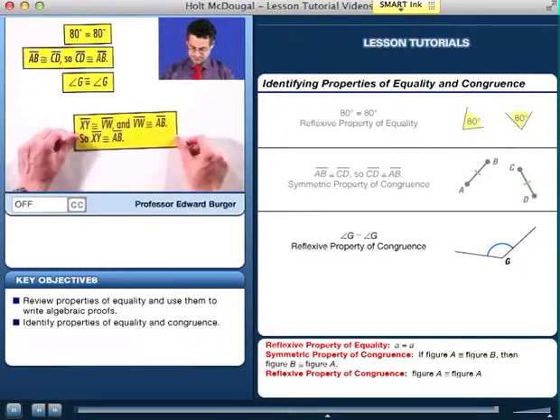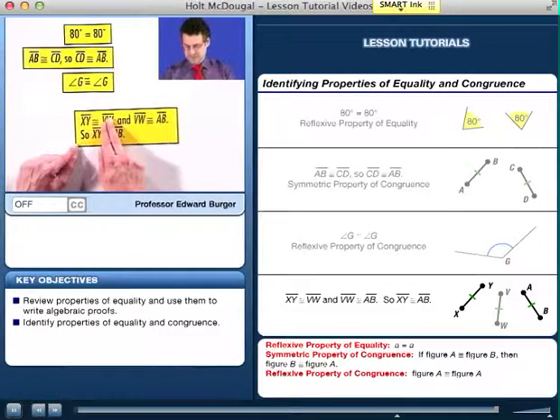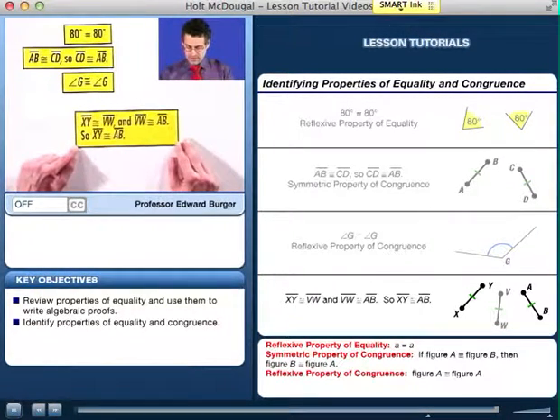And finally, check this one out. We have segment XY congruent to segment VW, and VW congruent to the segment AB, and so the conclusion is that XY is congruent to AB. Why is that true? Well, I have something congruent to something else, and the something else congruent to a third thing, and the conclusion is that the something is congruent to the third thing. That's an example of the transitive property of congruence.